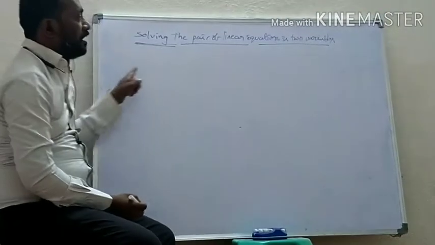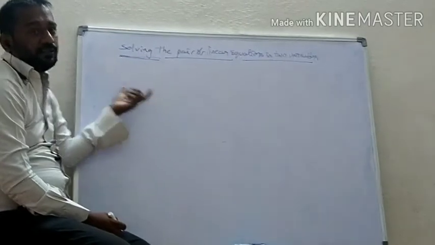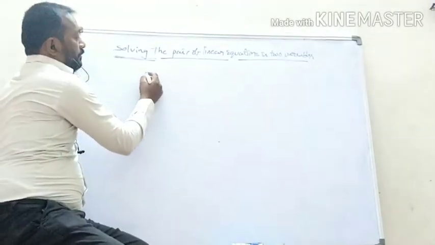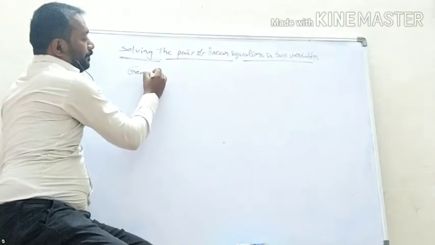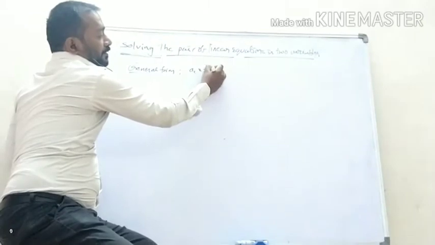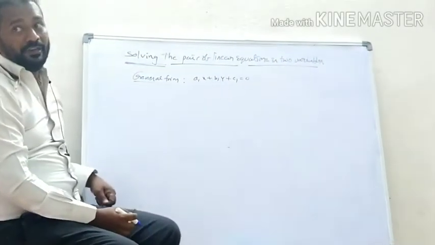Now, solving a pair of linear equations. Solving means finding the solution of a pair of equations. Already we have the general form: a1x plus b1y plus c1 equal to 0. It is a linear equation of two variables.